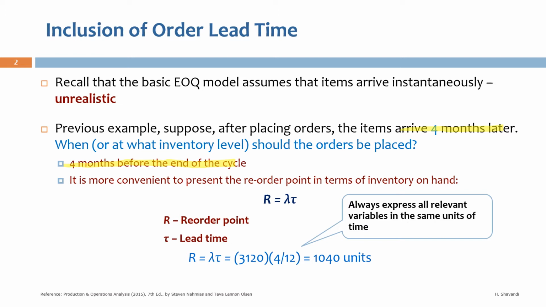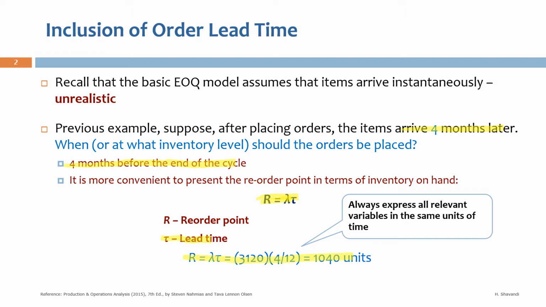But if it's convenient to present the reorder point in terms of the inventory level, R will be equal to lambda times tau. So tau here is the lead time period, and lambda is the annual demand rate. So if we multiply this time period by lambda, then we will have the reorder point in terms of the inventory on hand. Okay, so in this case, R becomes this.